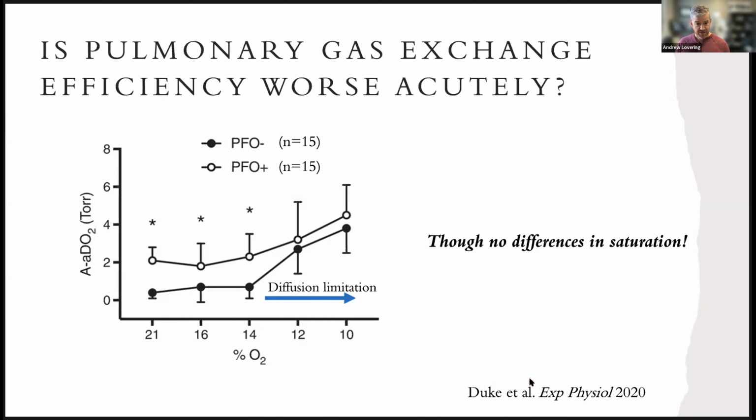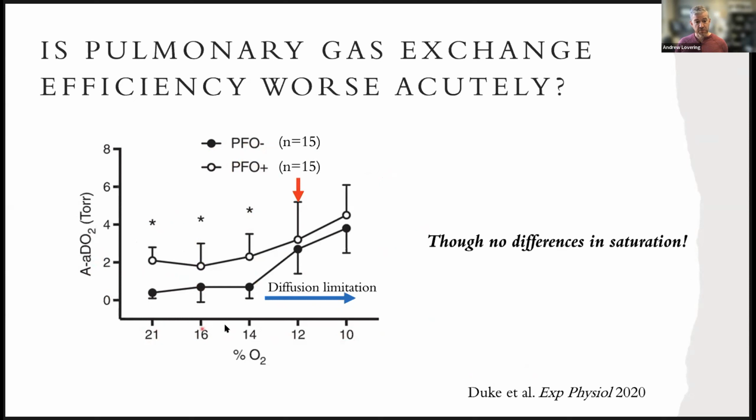This study was done by JJ Duke in the lab. Subjects breathed 21% oxygen, 16, 14, 12, and 10% oxygen in a random fashion for 30 minutes. We measured pulmonary gas exchange efficiency, AADO2, between the PFO negative subjects, which are the filled circles, and the PFO positive subjects, which are the open circles.